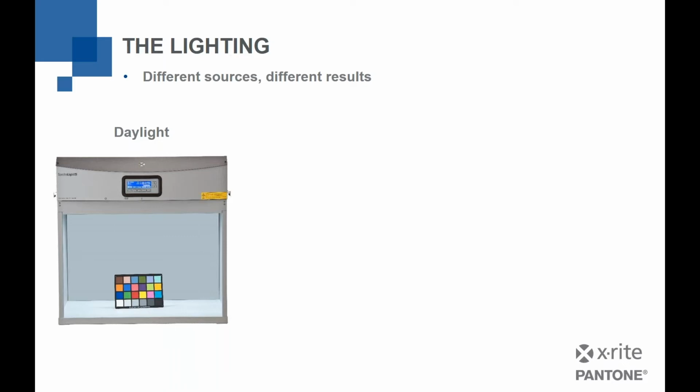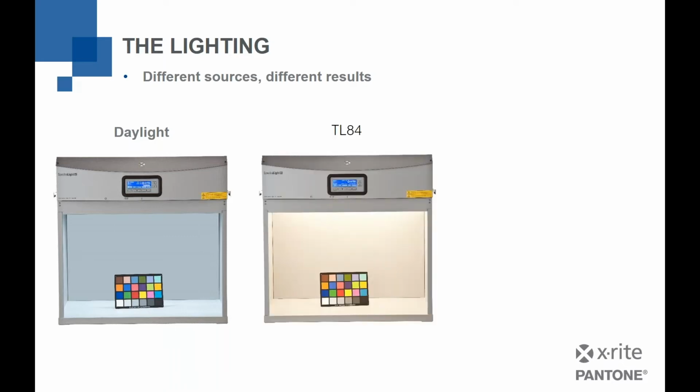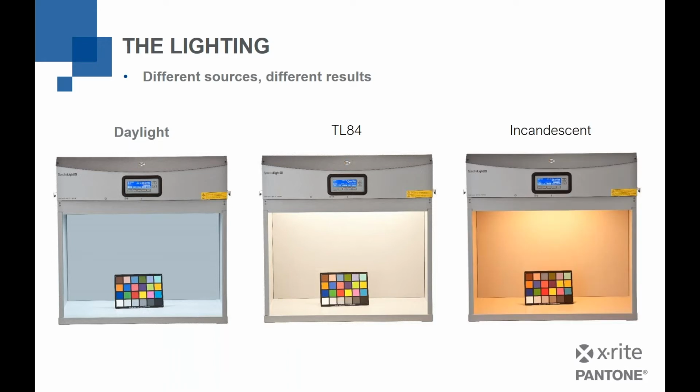So we've taken a picture and then we've literally just turned on different lights. We just went from having a daylight illuminant turned on to TL84, which is a kind of fluorescent light, to an incandescent light. And again, we can see the difference here. It's a bit more controlled than looking at a picture of a room.